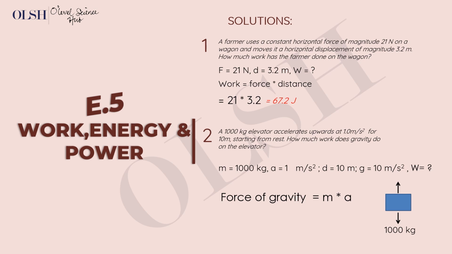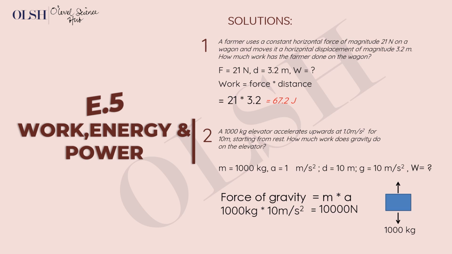So if we have like a free body diagram, we have 1000 kg, which is the mass of this elevator. Okay, so we're asked to find how much work is done by gravity to oppose this motion. So we have force of gravity equal to mass times acceleration. So that would be the mass of 1000 kg times 10 meters per second squared, which is 10,000 newtons. Okay, so we know we have a force of 10,000 newtons pulling that elevator downwards.